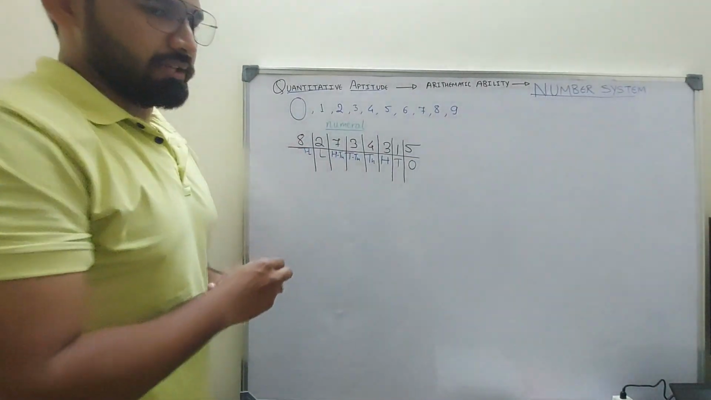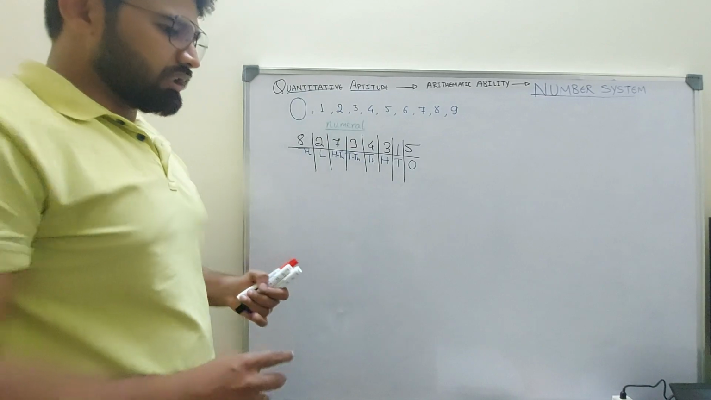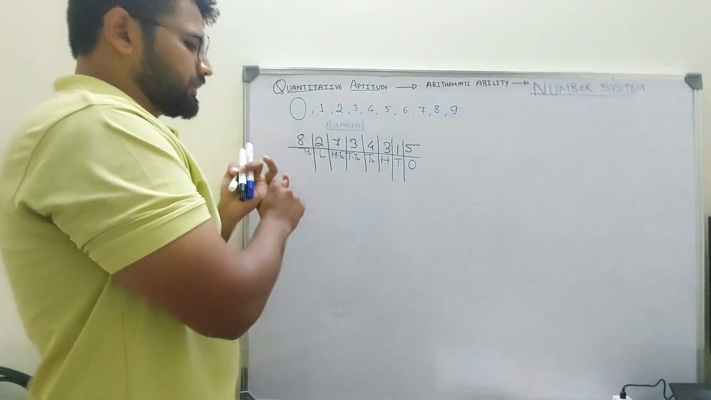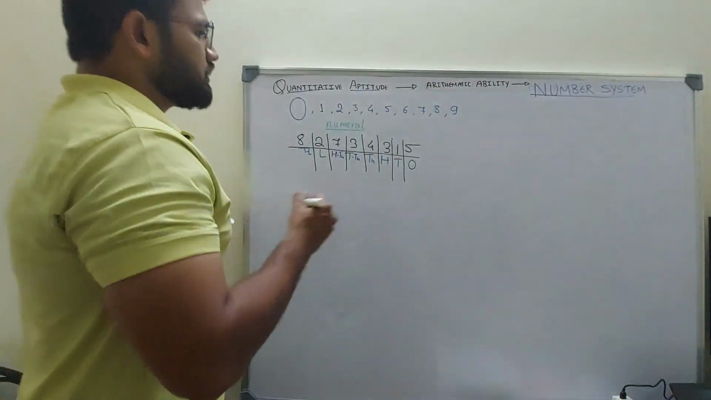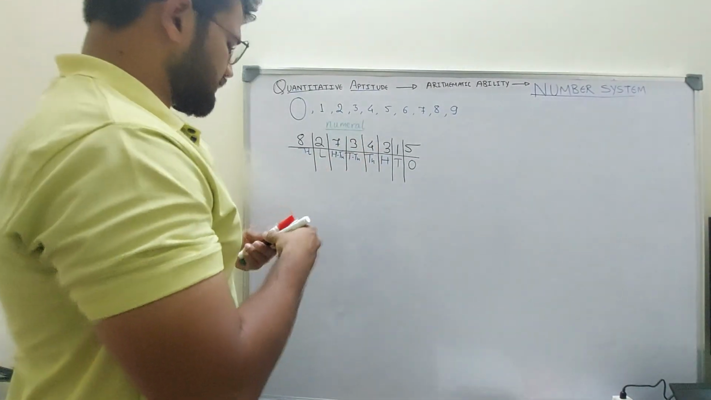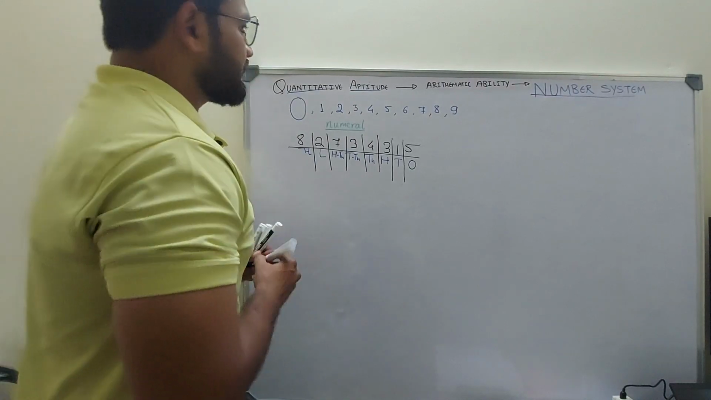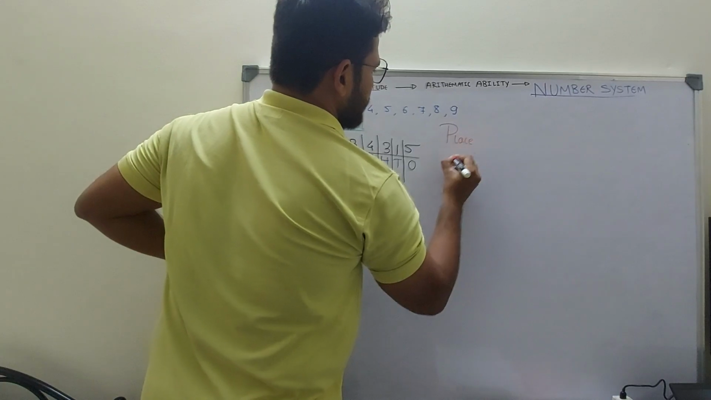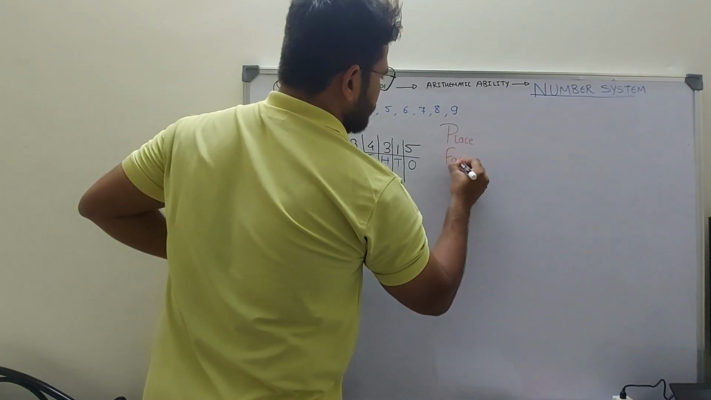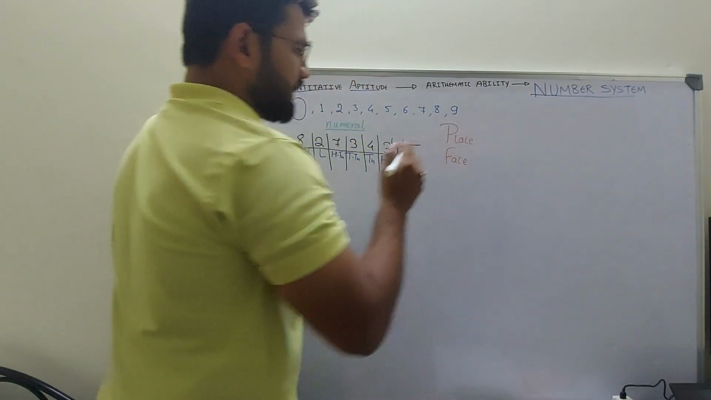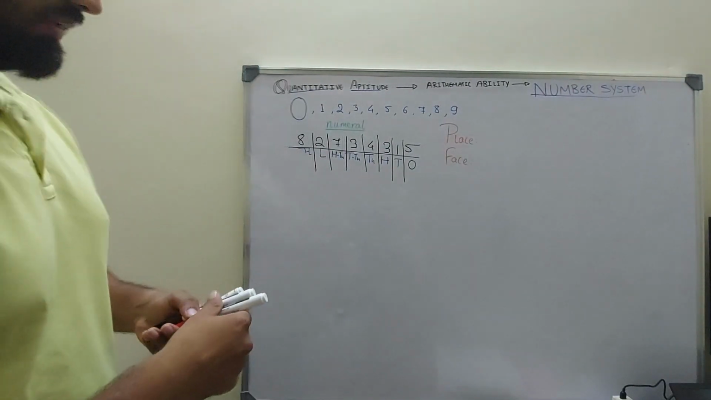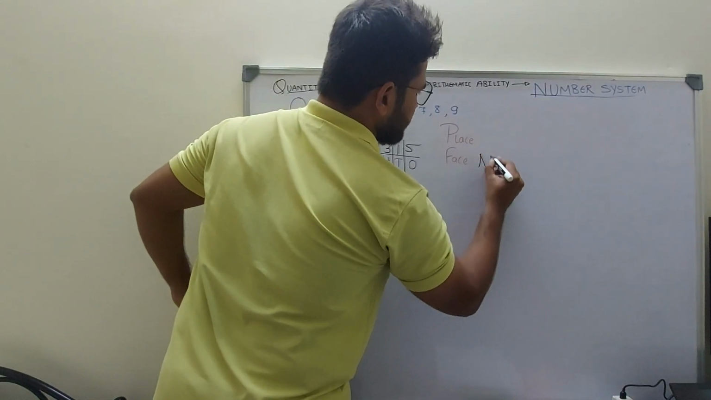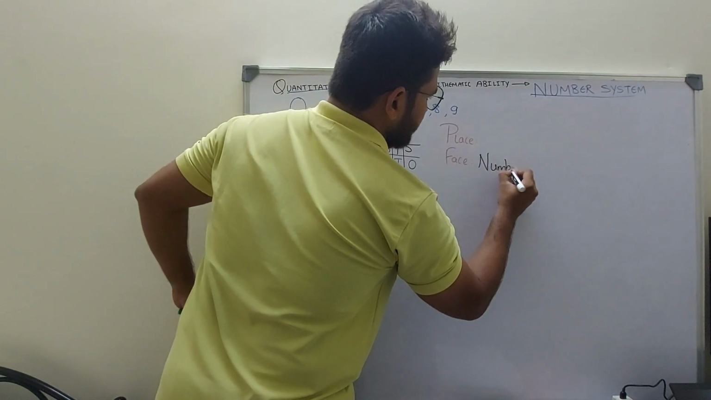So what is the place value? We have two concepts over here. First is the place value and second is the face value with respect to numbers. So here we are going to study two topics, place value and face value. Here I can give two definitions. Face value is nothing but the number itself.